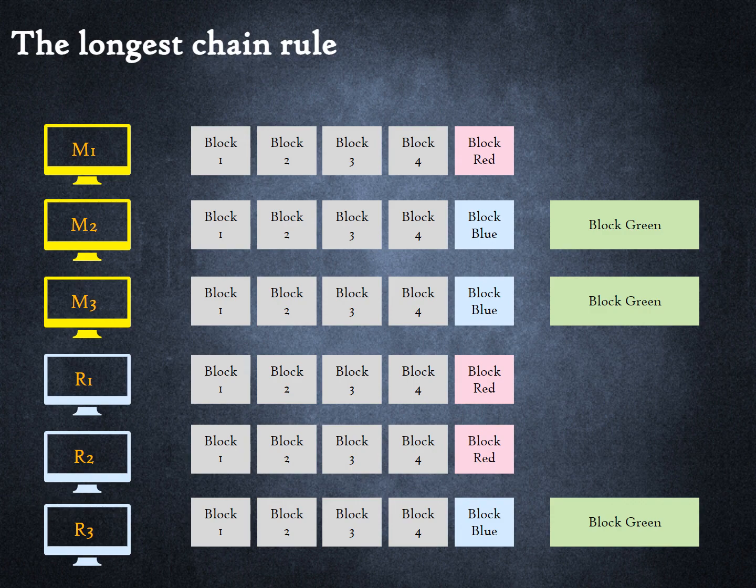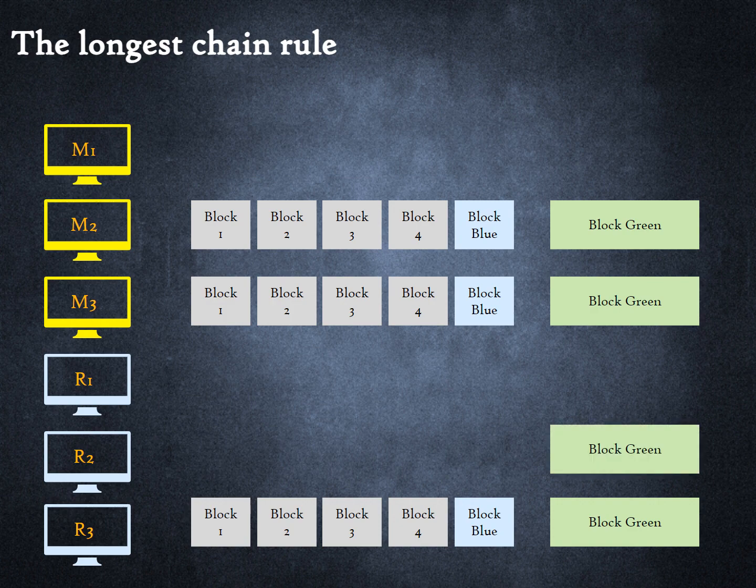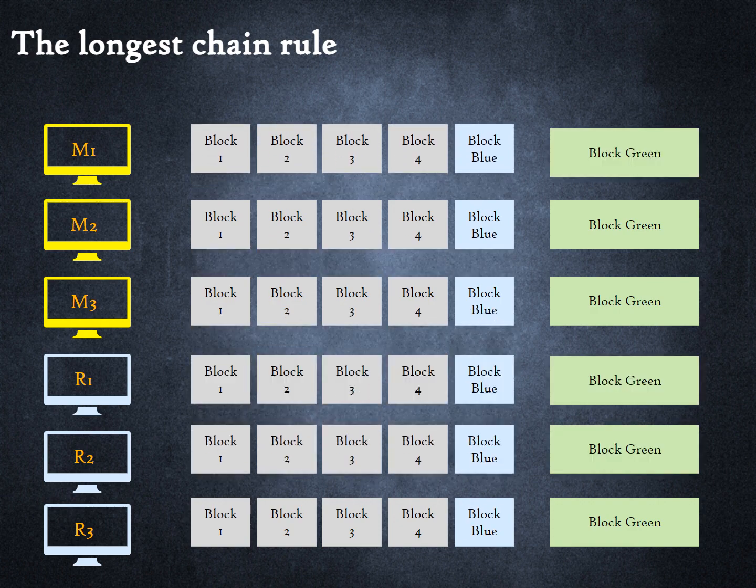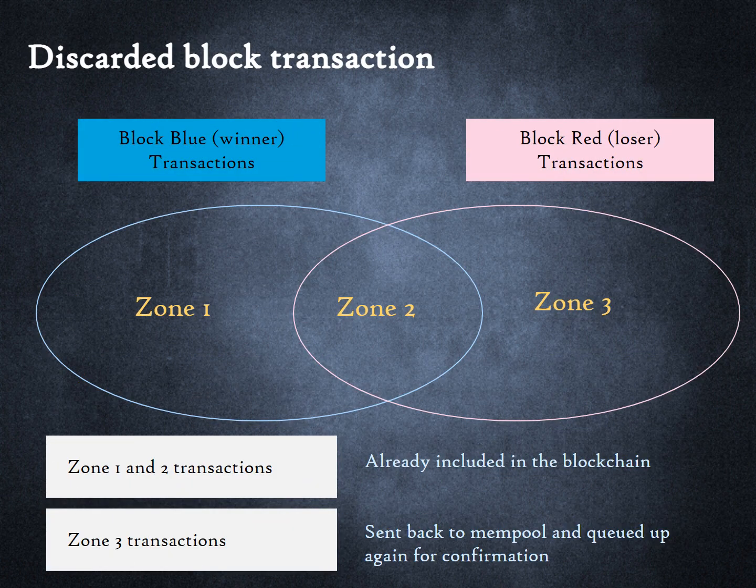By the longest chain rule, all the nodes will switch to the longest chain and the discrepancy among the nodes will resolve itself. It is as though block red never existed. Block blue wins. But what happens to transactions in block red?